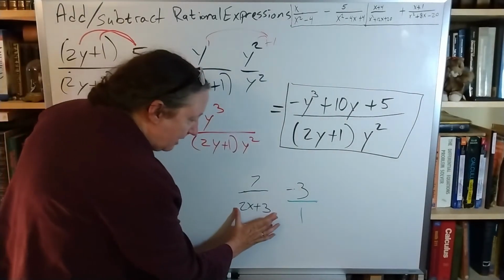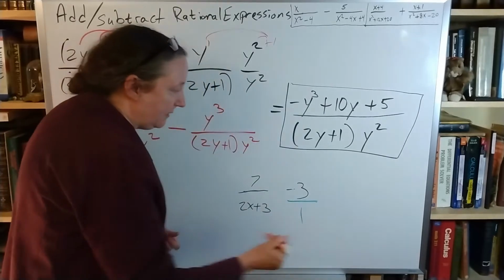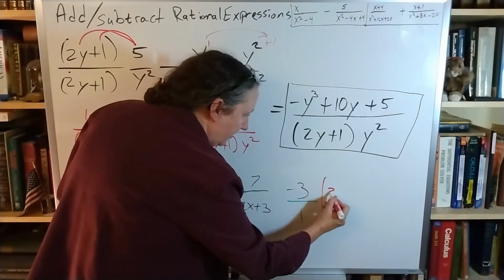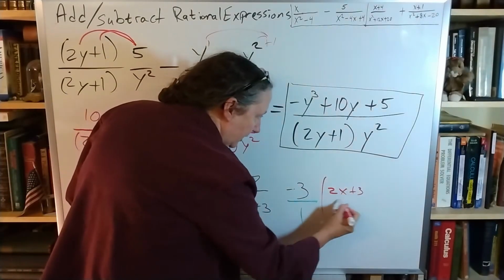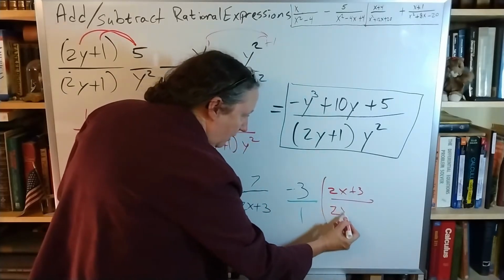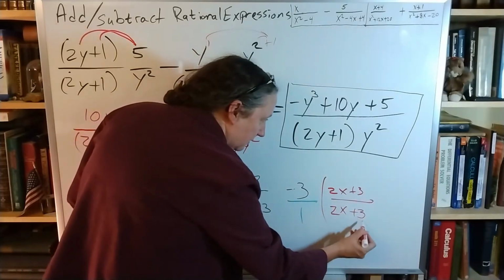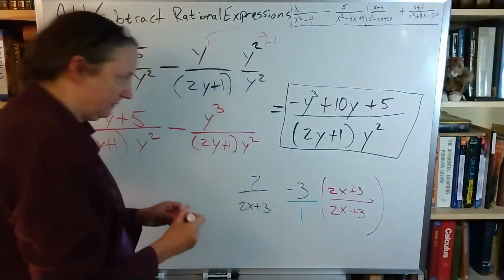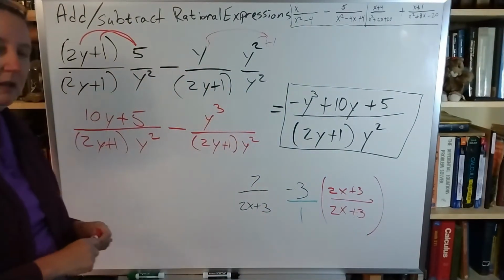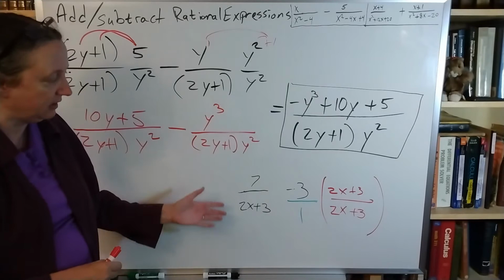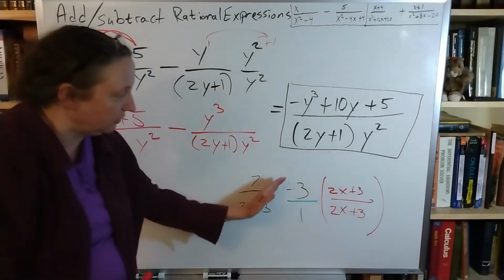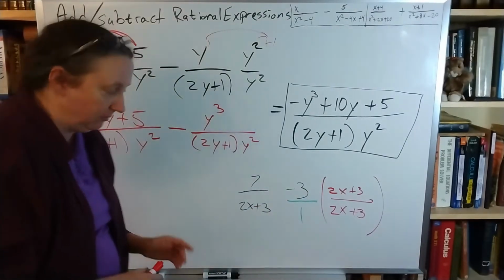So now I look at my denominator here, my denominator there, and I say I have to multiply this by 2x plus 3 over itself. Now I have my common denominator. Now I can distribute and do my subtraction problem.